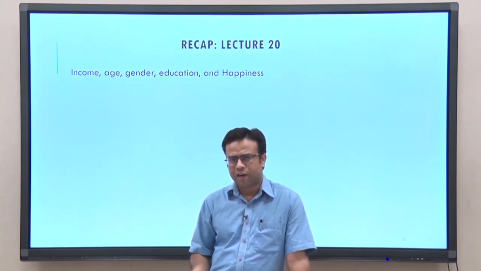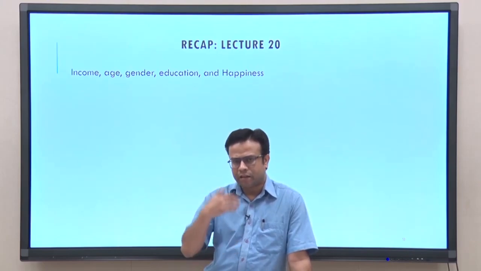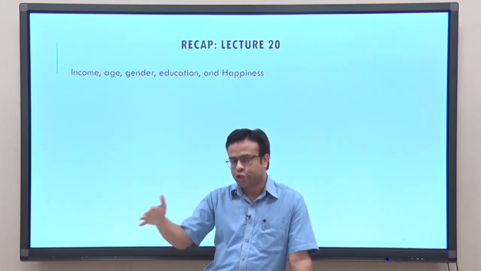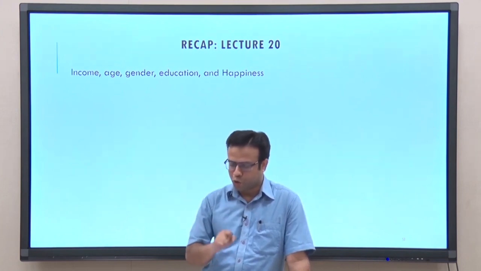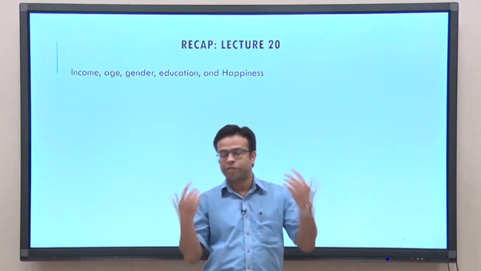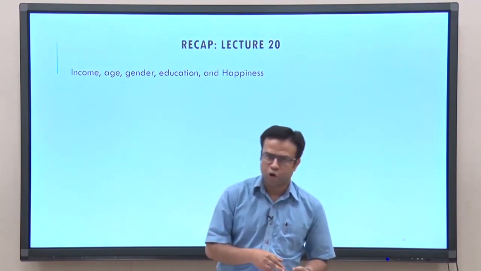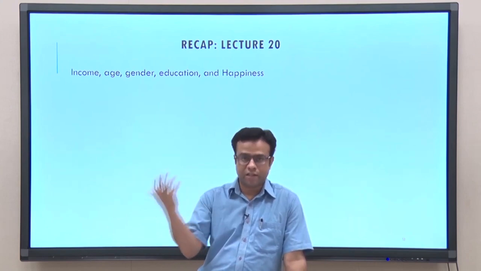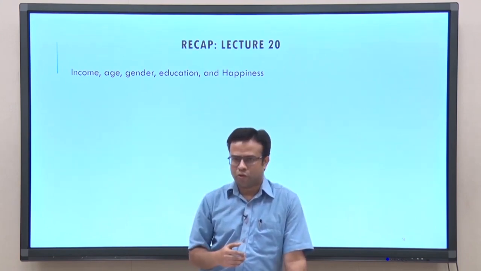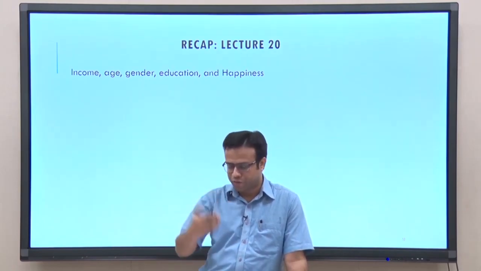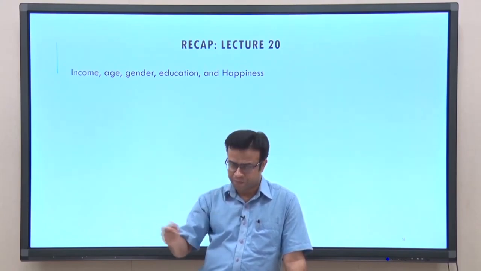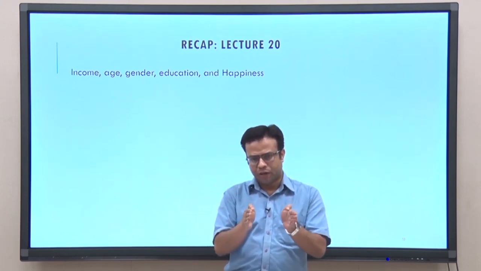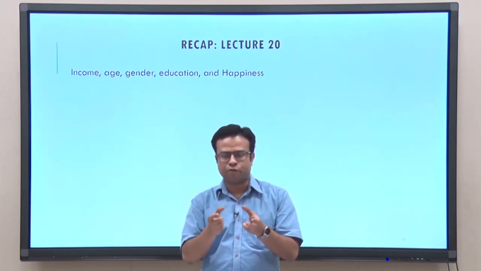Then we also discussed the relationship between age and happiness. Again, the research evidence generally shows that there is no consensus on the direction of the relationship between age and happiness. Some research shows there is no relationship, some shows a positive relationship, and some shows a non-linear or U-shaped relationship. Many large-scale studies across countries show a U-shaped relationship between age and happiness, where the average happiness level of middle age is the lowest.